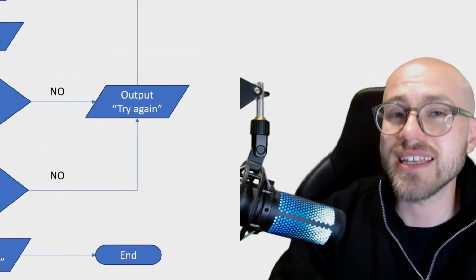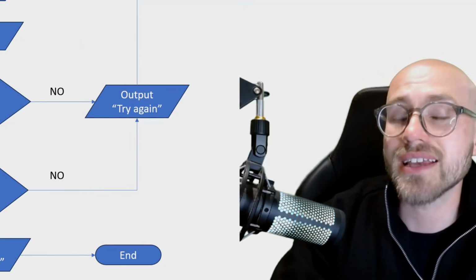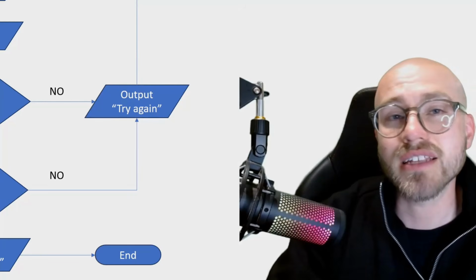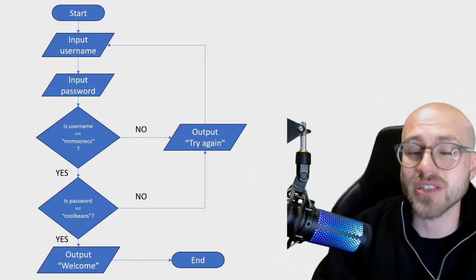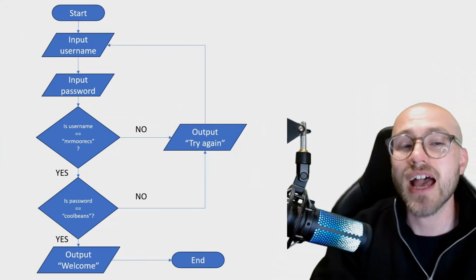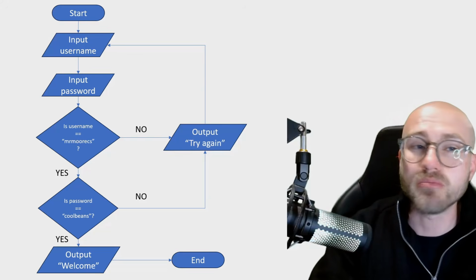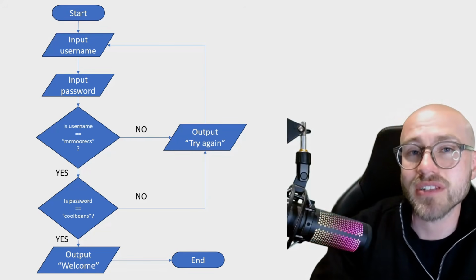If the answer is yes, it will move on to the next decision symbol. But if the answer is no, it's going to display a message, which is our output, and it's going to say to them, try again. And following our arrows, it's going to loop back to allow them to type in the username again.